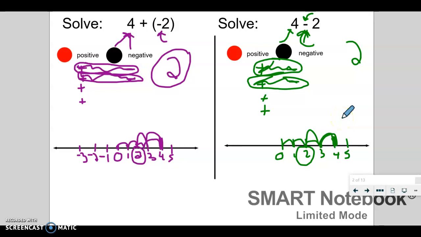What I want you to realize throughout this video is that look at what our answer and our problem set was. Our answer was the same. It's 2 for each problem, but our problem type was different. The left problem was addition. The right problem was subtraction. I want you to realize, while we do a few more examples, that adding a negative is the same thing as subtracting.